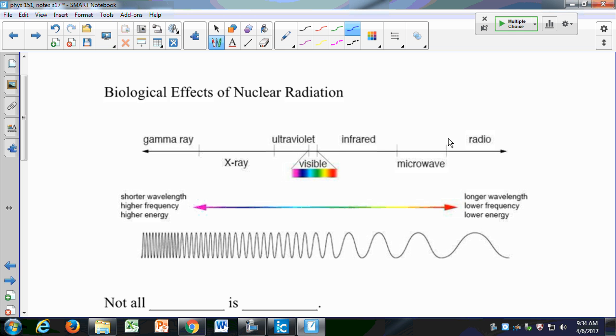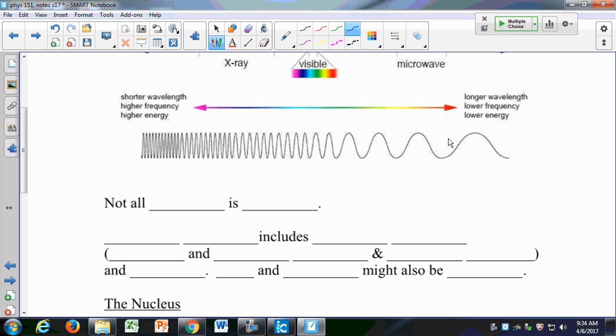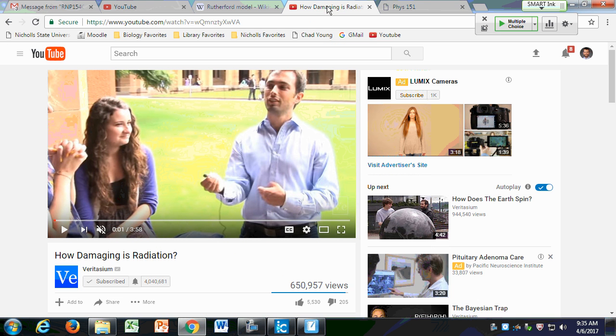Not all radiation, so this is radiation, this electromagnetic spectrum, but not all radiation is harmful. In fact, you know it. We're being bathed in radiation right now from the lights. There's this visible light, which is a type of electromagnetic radiation. When we talk about radiation, we don't necessarily mean that it's going to be harmful to our bodies, but sometimes it is. Let's see. I have a video I want to watch about the dangers of radiation and how damaging it is. This is a Veritasium video like we've seen before.